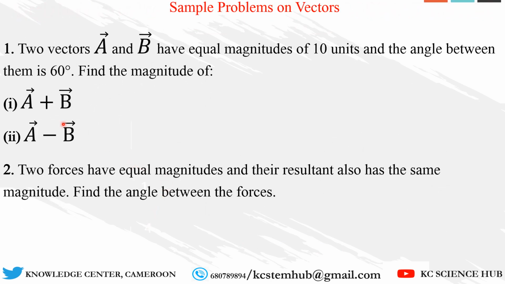Next problem is a vector problem. It says two vectors A and B have magnitudes of 10 units, and the angle between them is this. Find the magnitude of this and this, and then the second question says that. So just pause the video right here and attempt the problem, okay, guys? Just attempt the problem right here.